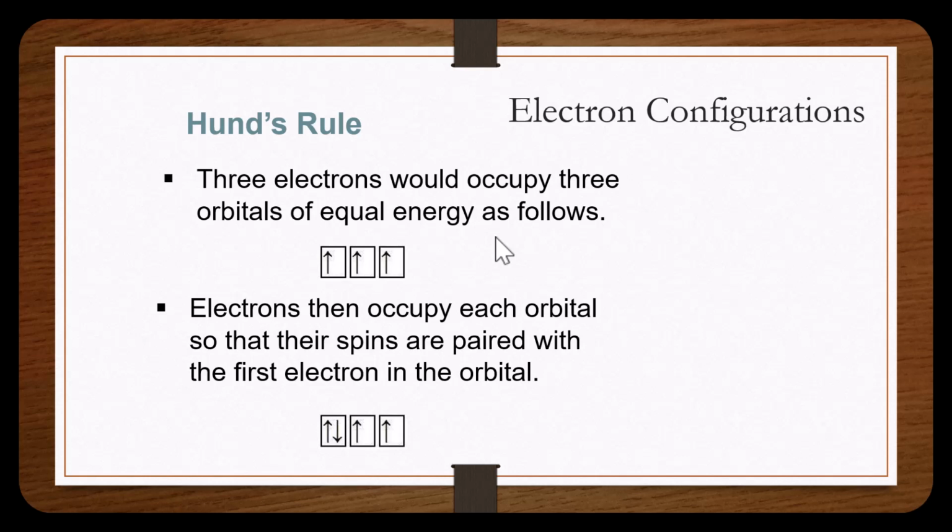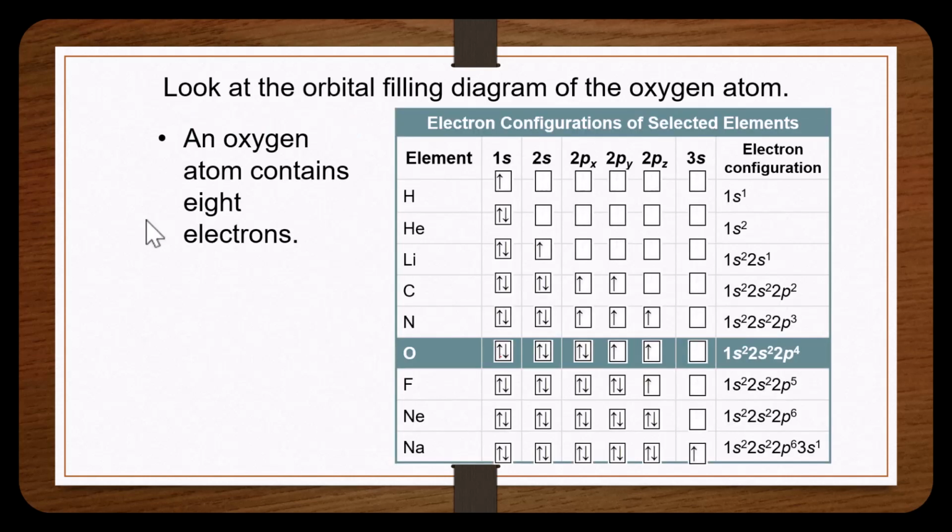Electrons then occupy each orbital so that their spin is paired up with the first electron in the orbital. Looking at this diagram, you can see how the electrons are filled with each element. Starting off with hydrogen, we have one electron, and then moving to helium, we would have two electrons, so they would be paired up. Lithium would then add another electron, which would go in the second orbital.